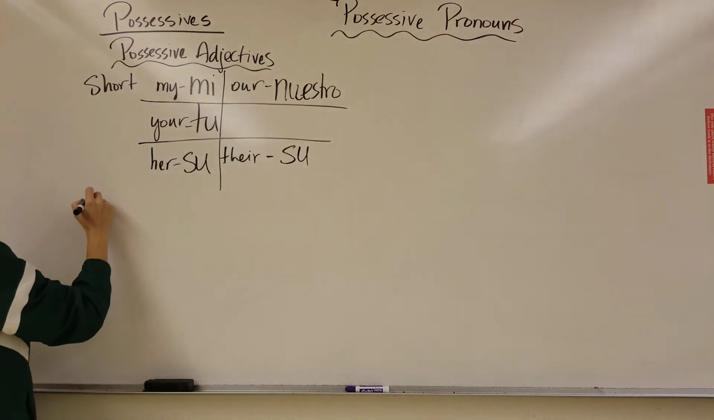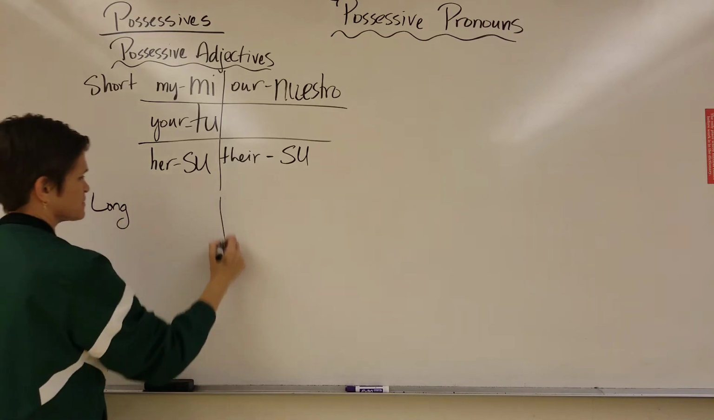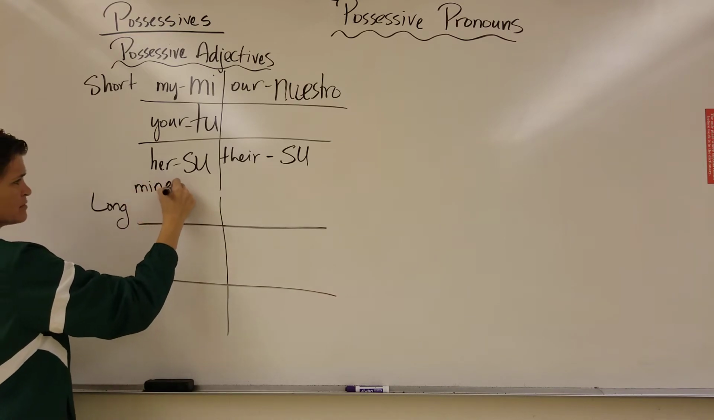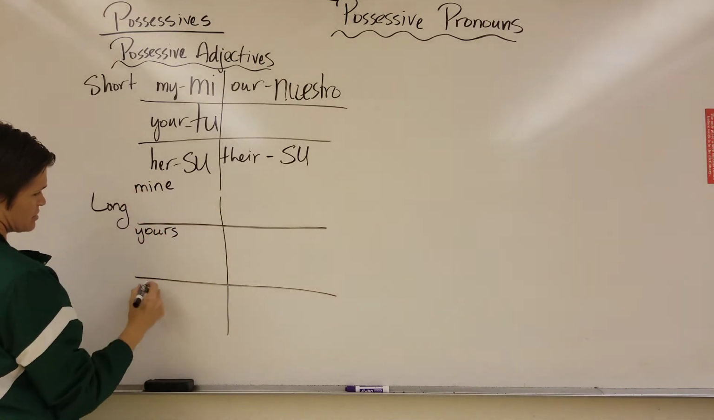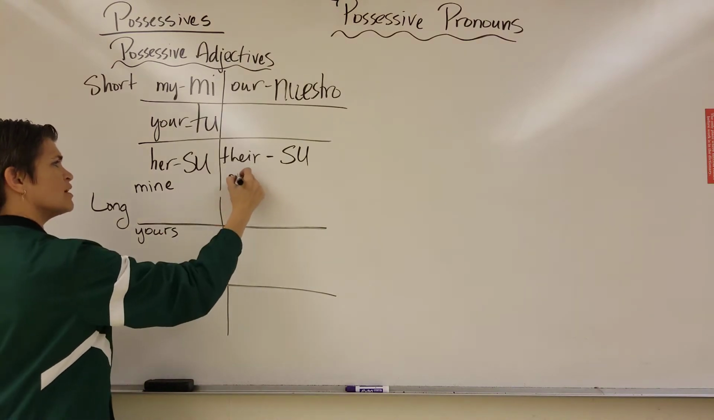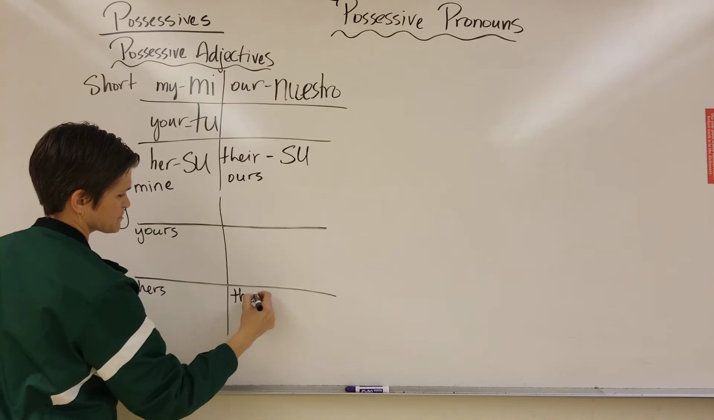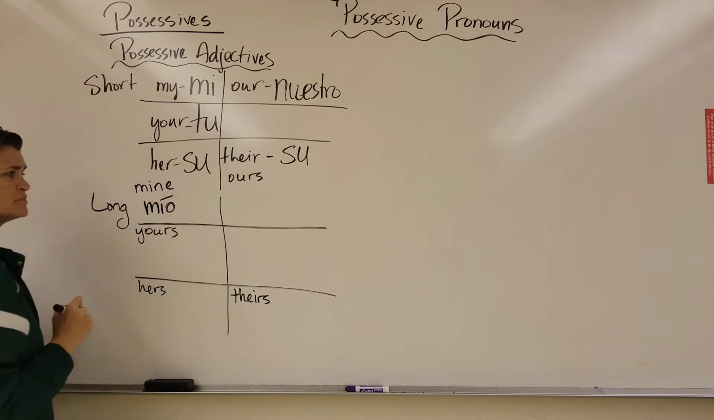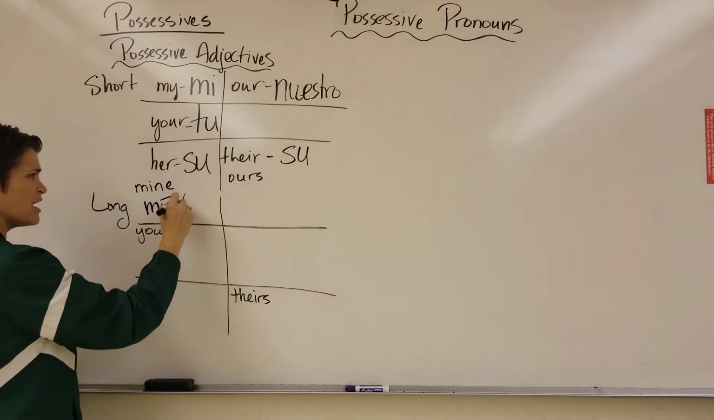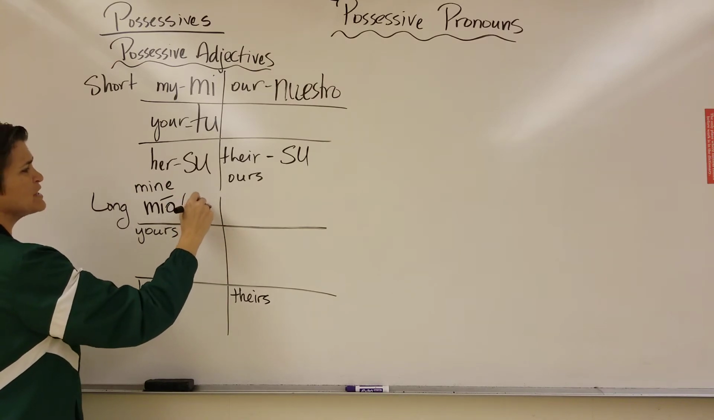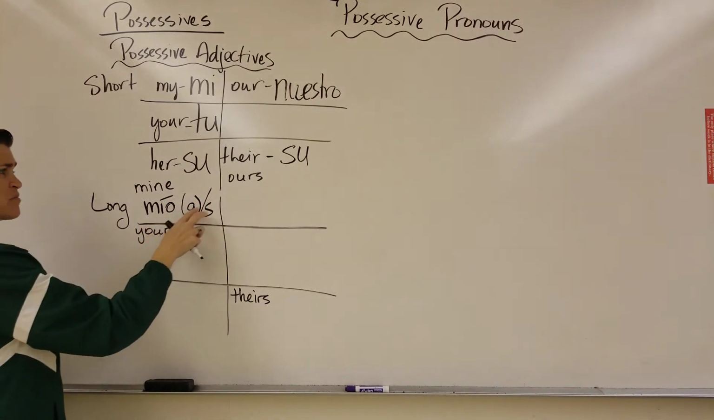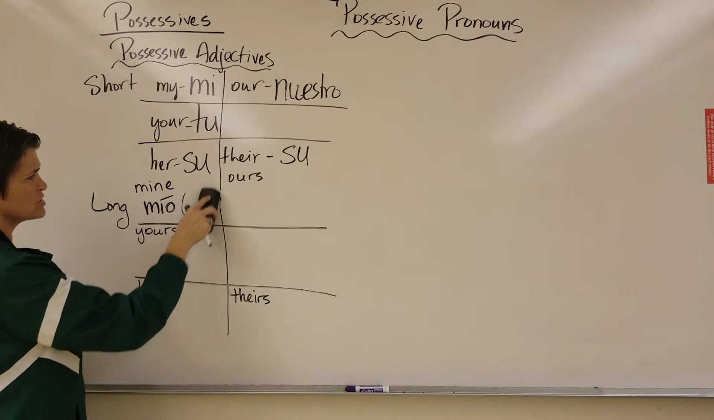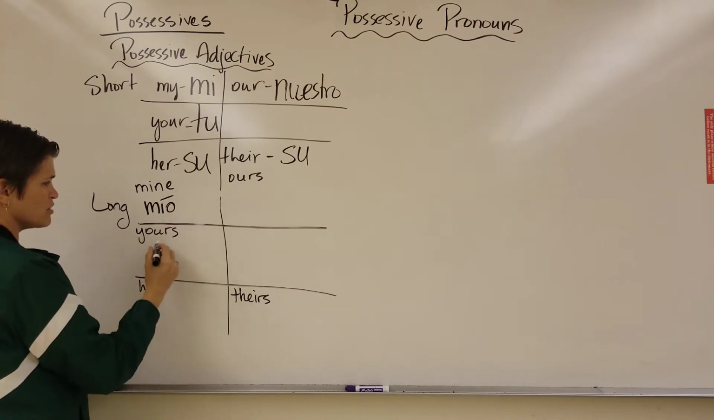And then there was the long form possessive adjectives, which were the words mine, yours, hers, ours, and theirs. So this one was either mío or mía or míos or mías. I mean, it could have been feminine, it could have been plural. We made it match with whatever it was. Okay, but because that's confusing to write in our notes, I'm just going to have us write mío.